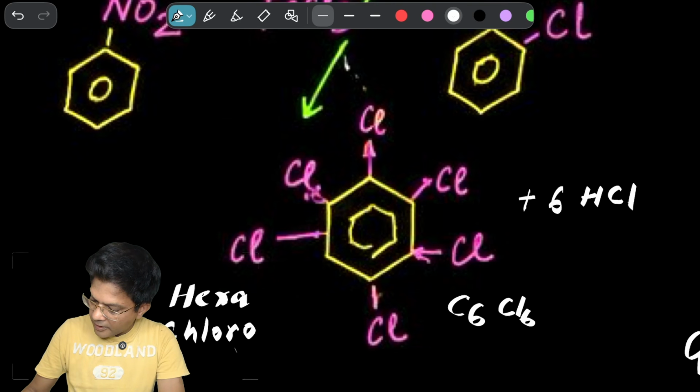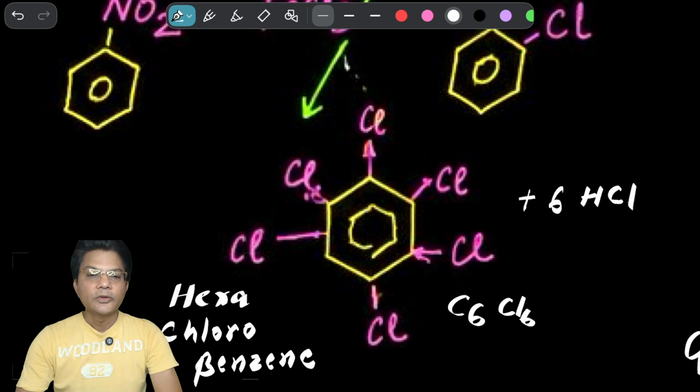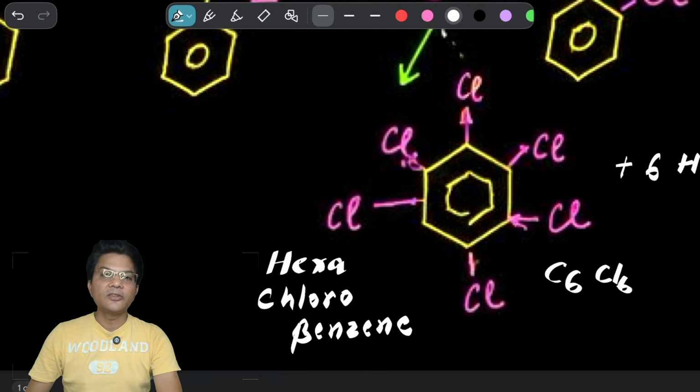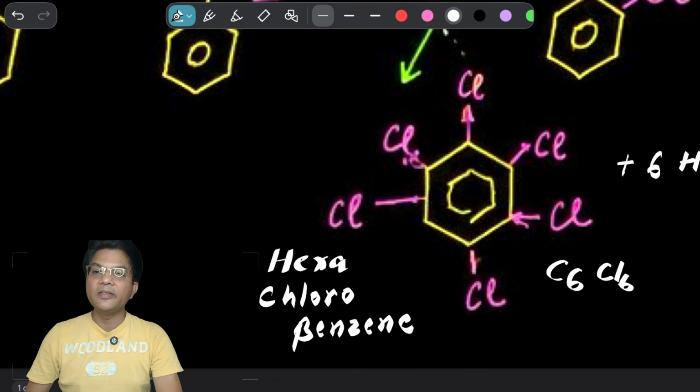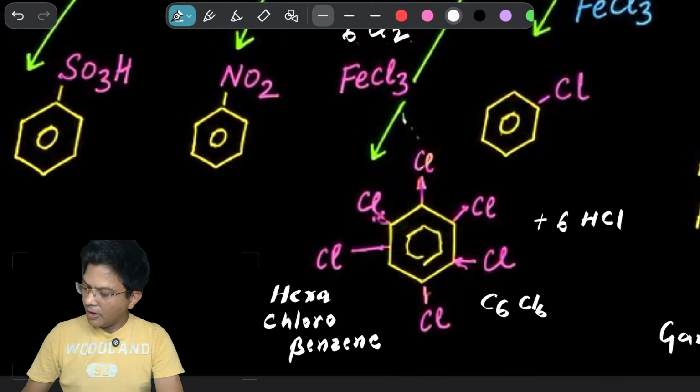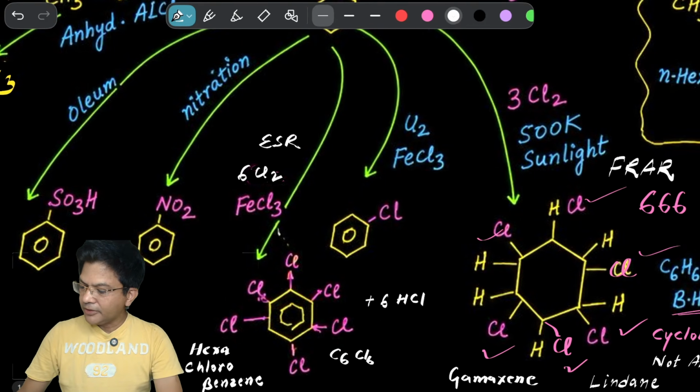Hexachlorobenzene. Remember that it is hexachlorobenzene. Now, my dear students, got it? It's hexachlorobenzene. That was benzene hexachloride. Now, halogenation we have done.